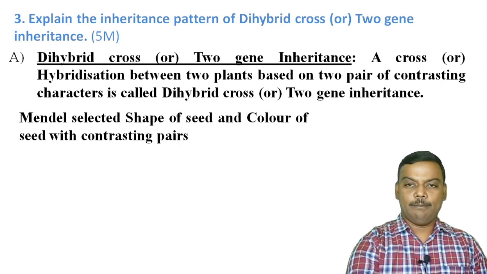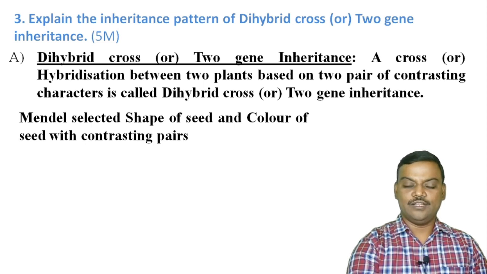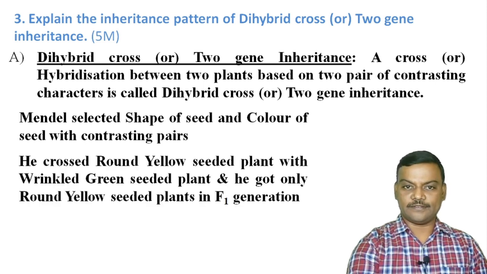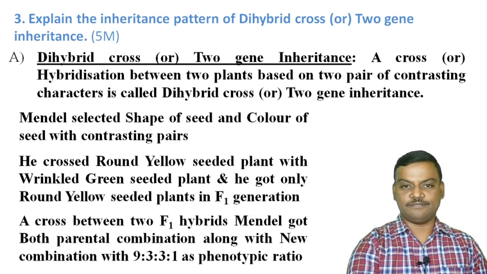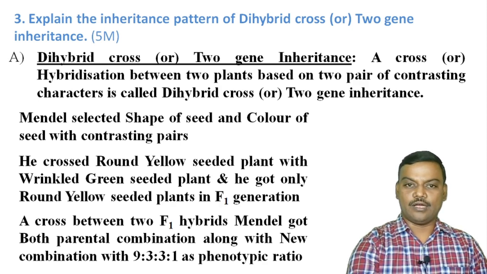The next point, Mendel selected the shape of the seed and the color of the seed as contrasting pairs. And he conducted a cross between round yellow seeded plants and wrinkled green seeded plants, and he got only round yellow seeded plants in the F1 generation, but the other recessive characters were not expressed in the F1 generation.